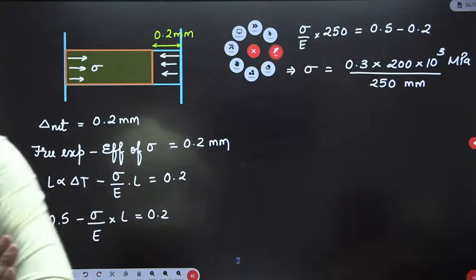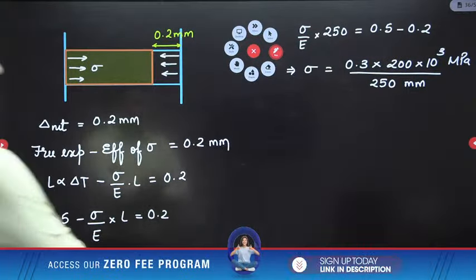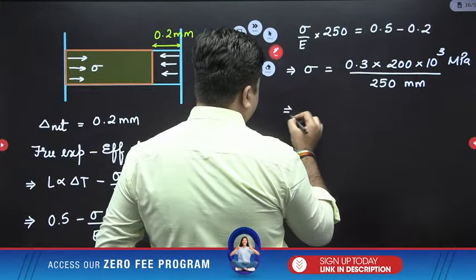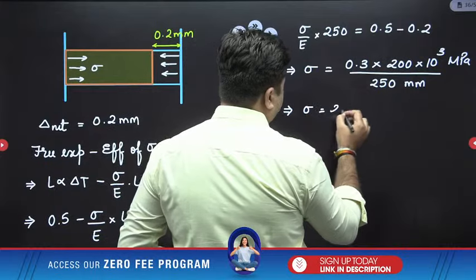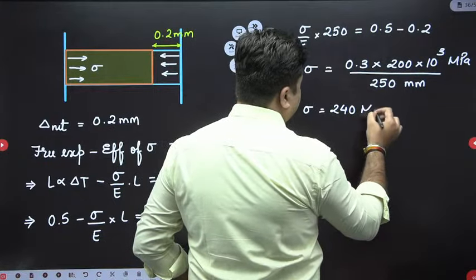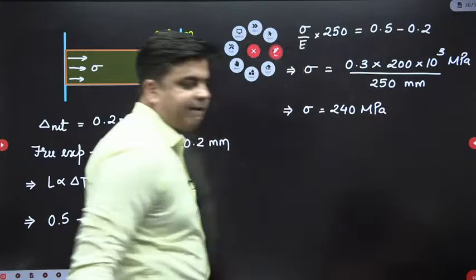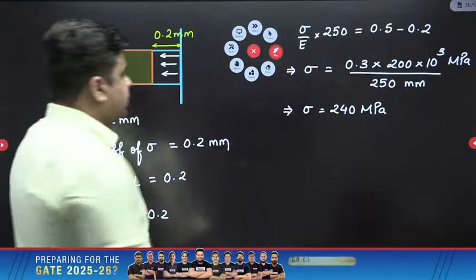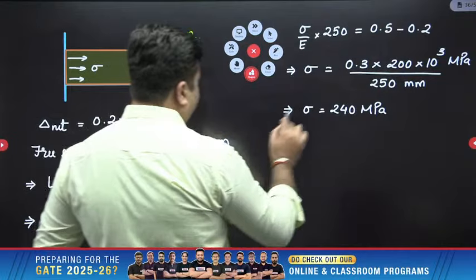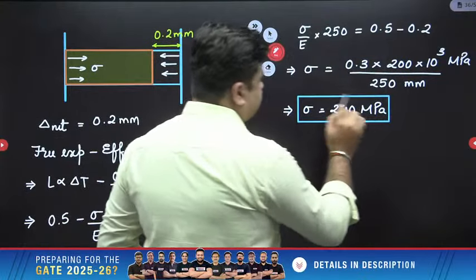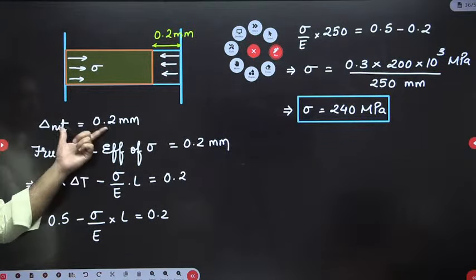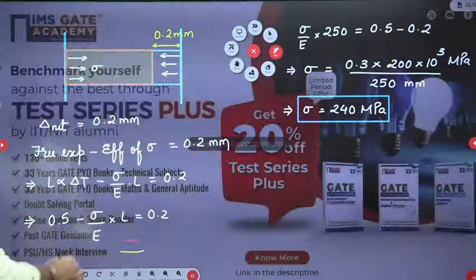It is 240 megapascal, okay. All of you just confirm this. This is 240 megapascal, very good. So this answer is 240 megapascal of stress. This is the thermal stress induced in the bar. And how have we calculated it? By writing this compatibility equation. Okay, let's move ahead with the next thing.